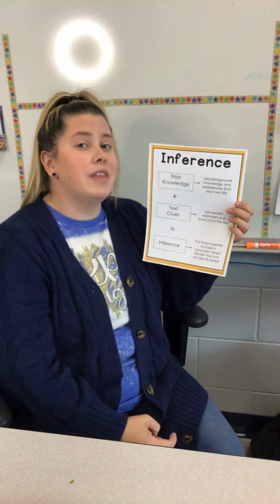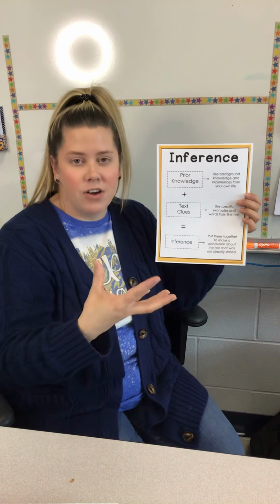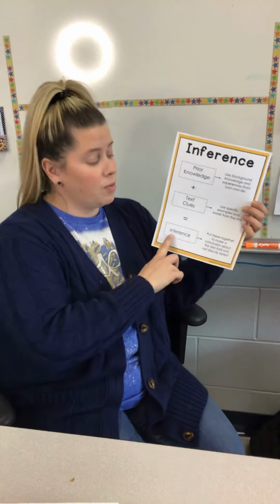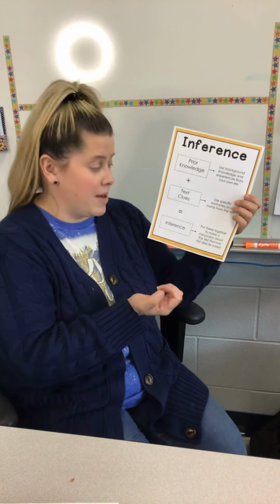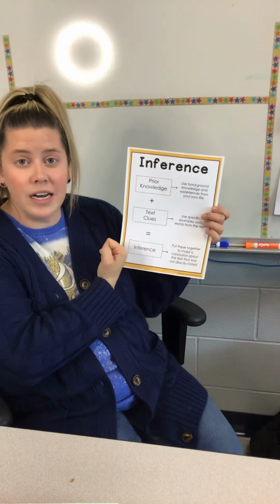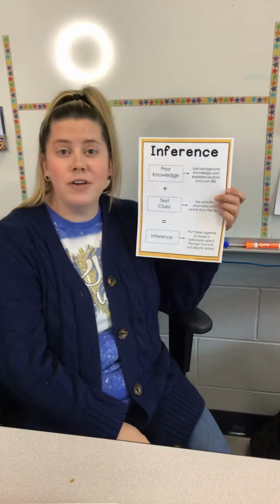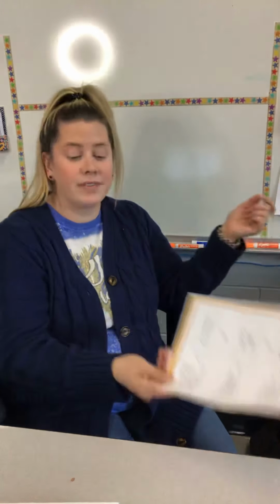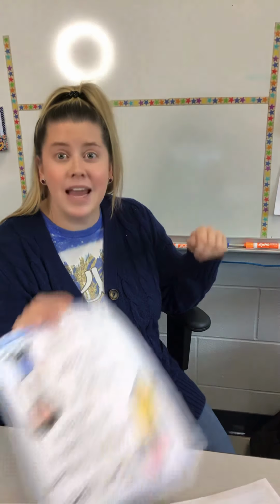I know that when there's a surprise party, people jump out of the dark and say surprise. So we can make an inference that there is a party happening, right? That's what inference is. You think about stuff you already know, you pair it with clues from the story, and then you can make an inference. All right, our other skill today is main idea.